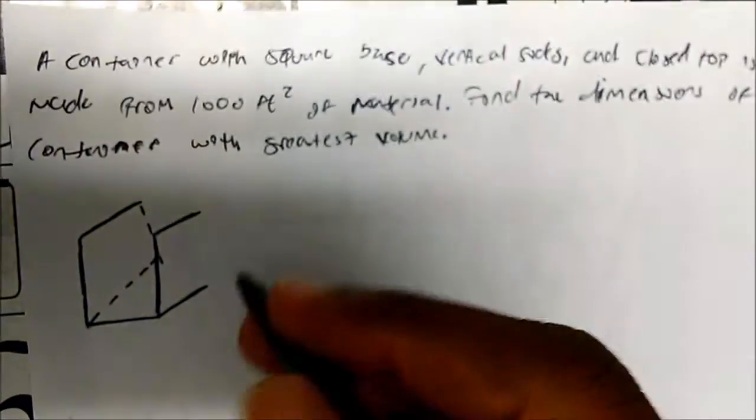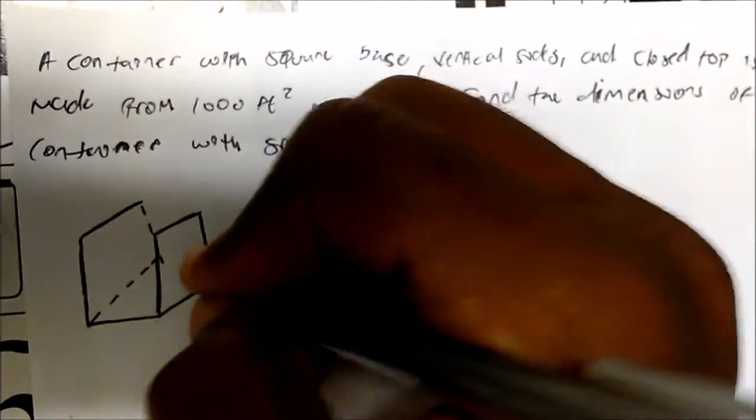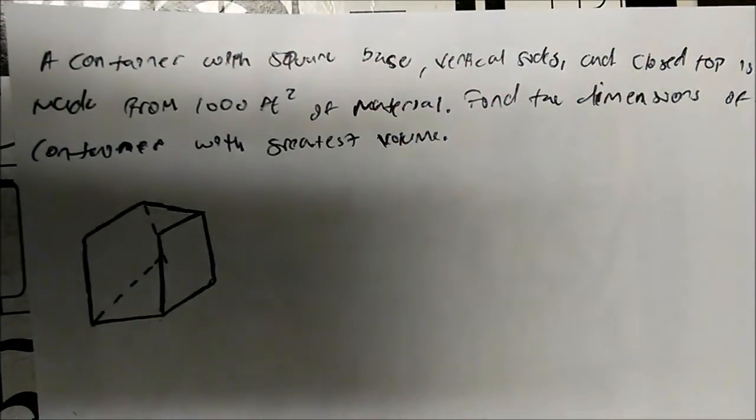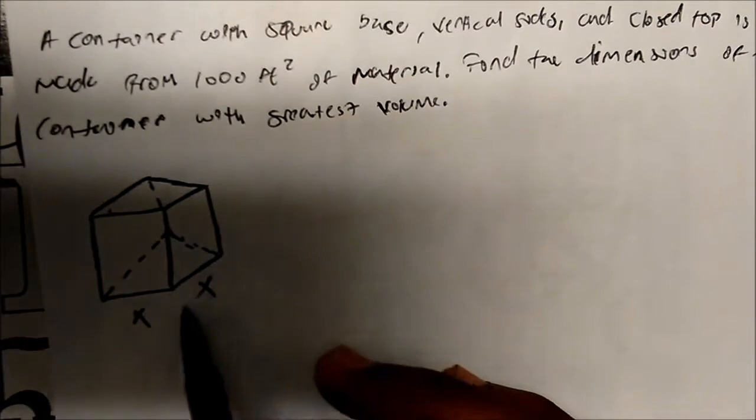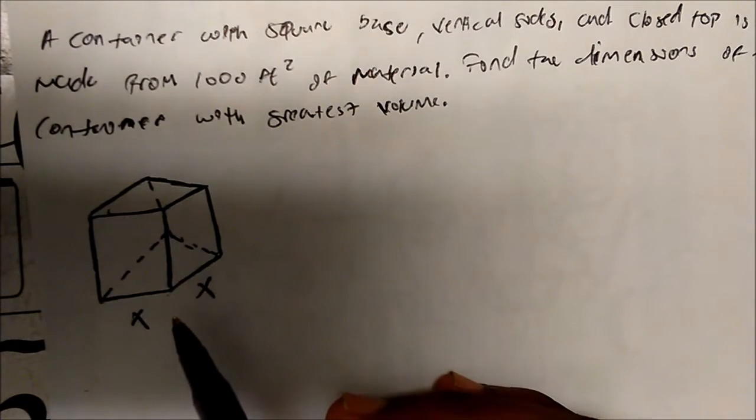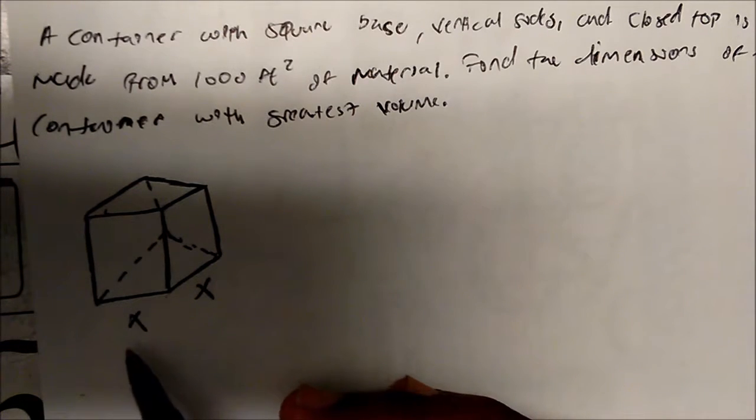Let me see if I can get something. This has some square base, right? So we have some sort of container with square base, all right? So we could assume that this will be your base, and this is just x times x, which will give us x squared, some sort of square base, right?